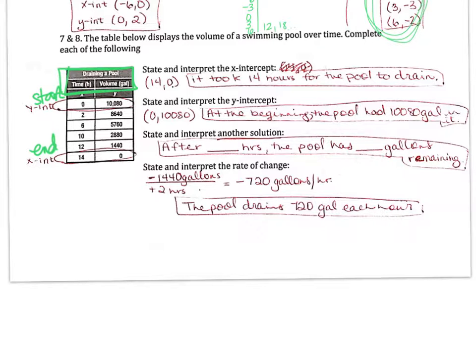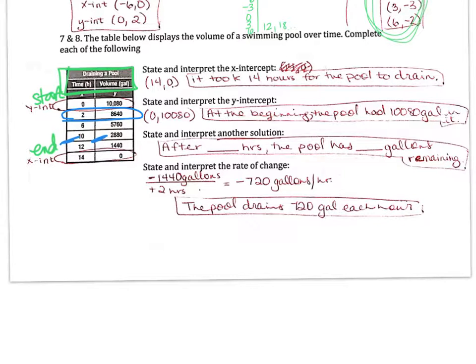So another solution just means pick any of these other 4 points in the table and tell me what they stand for. So for example, this would mean after 2 hours, the pool has 8,640 gallons in it. Or you could pick another point and say after 10 hours, the pool has 2,880 gallons remaining.